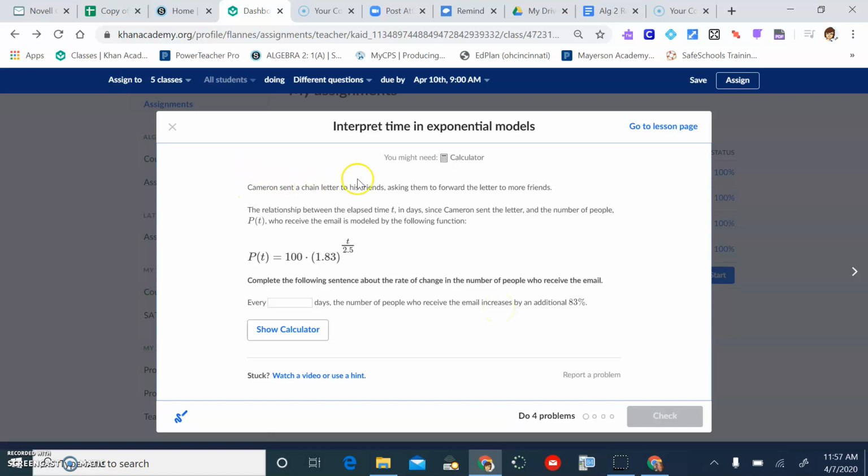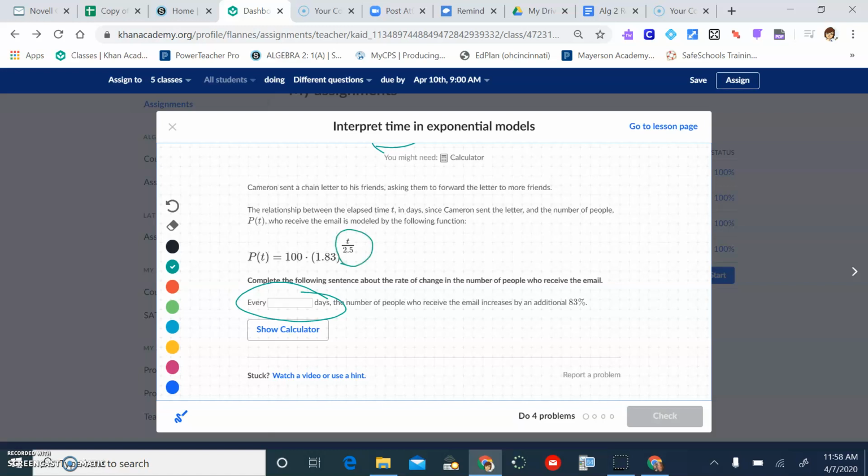So Cameron sent a bunch of chain letters to his friends, asking them to forward it on to more friends. And the relationship between elapsed time they did this is modeled by the following functions. Now, here's the deal. Anytime they're going to be asking about time in this assignment, they just want you to show that you understand how this formula works.